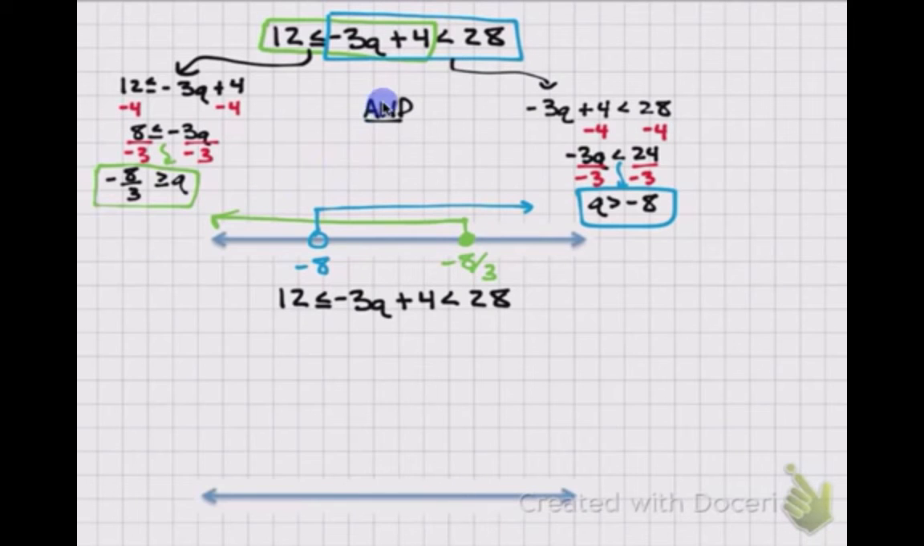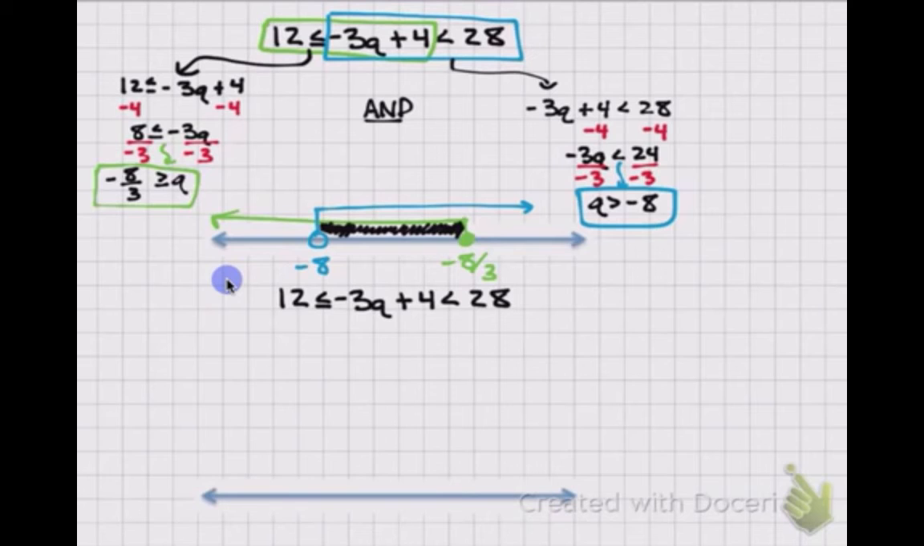Since this is an and compound inequality, we need our numbers to make both this statement true and this statement true at the same time. It needs to have both a green arrow and a blue arrow above it, and those are these numbers right in the middle. All those numbers starting at negative 8/3 and ending at negative 8, but not including negative 8.